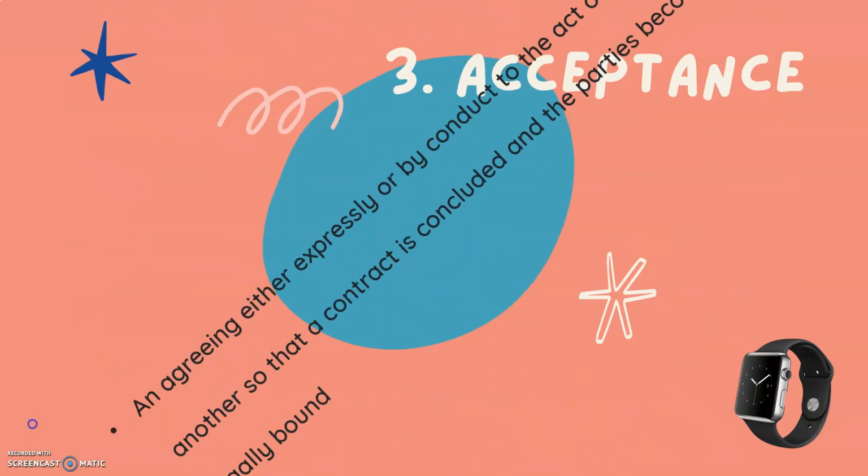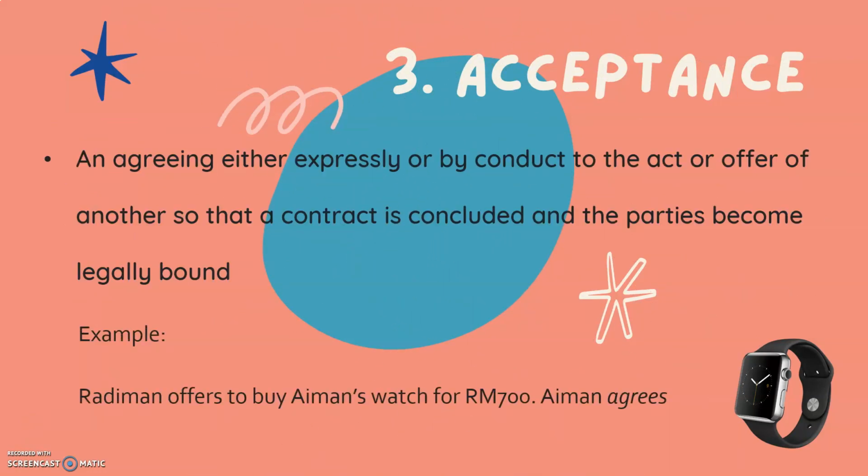For example, Radiman offers to buy Aiman's watch for 700 ringgit Malaysia. Aiman agrees. When Aiman agrees, it shows that he accepts Radiman's offer, and as a result, there is a contract between Radiman and Aiman.